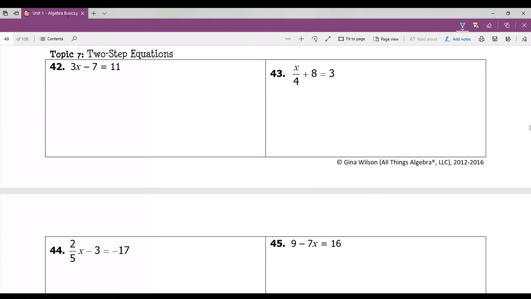Alright, two-step equations. So now with equations, what I think about it is you want to do order of operations backwards. So I'm not going to get rid of this 3 multiplied by the x here first. I'm actually going to get rid of the negative 7. When you move something to the other side of this equal sign, you do the opposite. So you would add 7. Add 7. 3x equals 18.